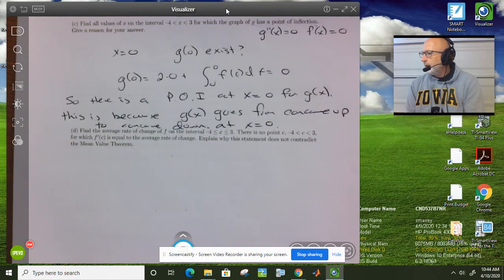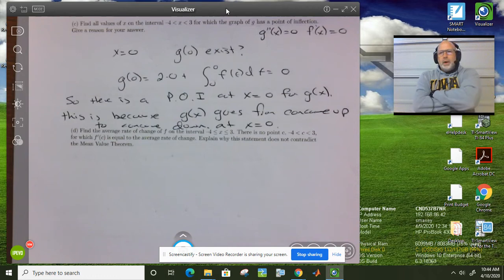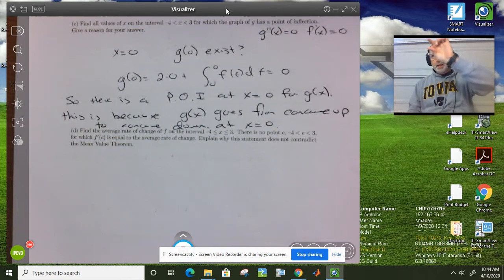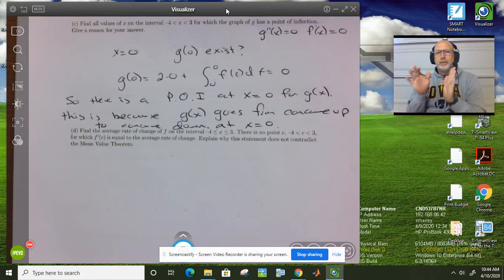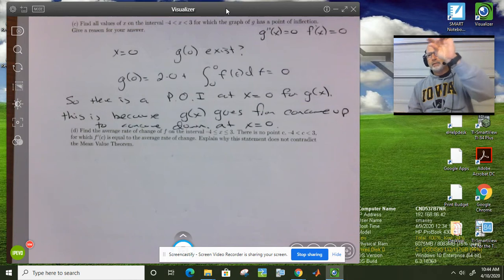There is no point C between -4 and 3 for which f prime of c is equal to the average rate of change. Okay. How do you find average rate of change? The way I always like to do this is I like to go back, because what I find is my students have a hard time knowing. They know it's something like f of b minus f of a over b minus a, but the problem is, is it f of b minus f of a, or is it f prime of b minus f of a, and so on.